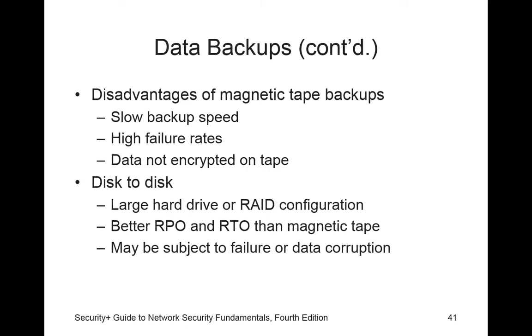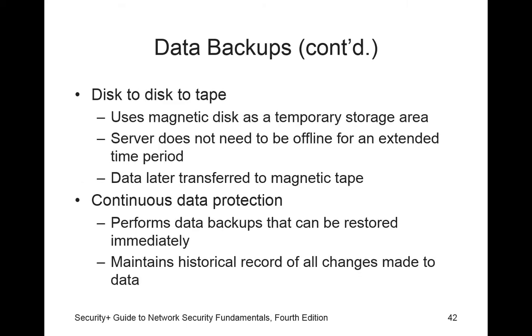Okay, there's disk-to-disk now, where you can use a large hard drive or RAID configuration. You can get better RPO and RTO than magnetic tape, but it could be subject to failure of the drives. Let's say you have a bad sector on a drive, it's going to get copied over as well. Then there's disk to disk to tape. Basically, you use the magnetic disk as temporary storage, and that's all that really is.